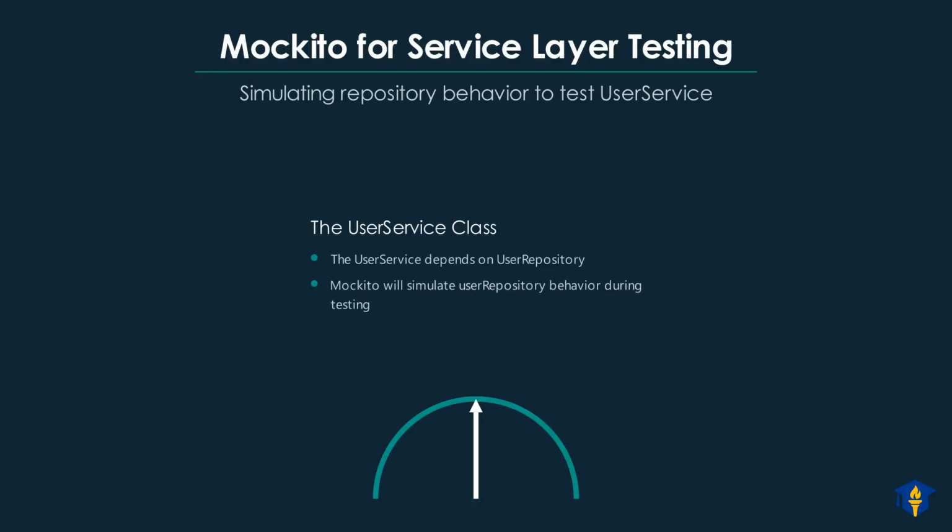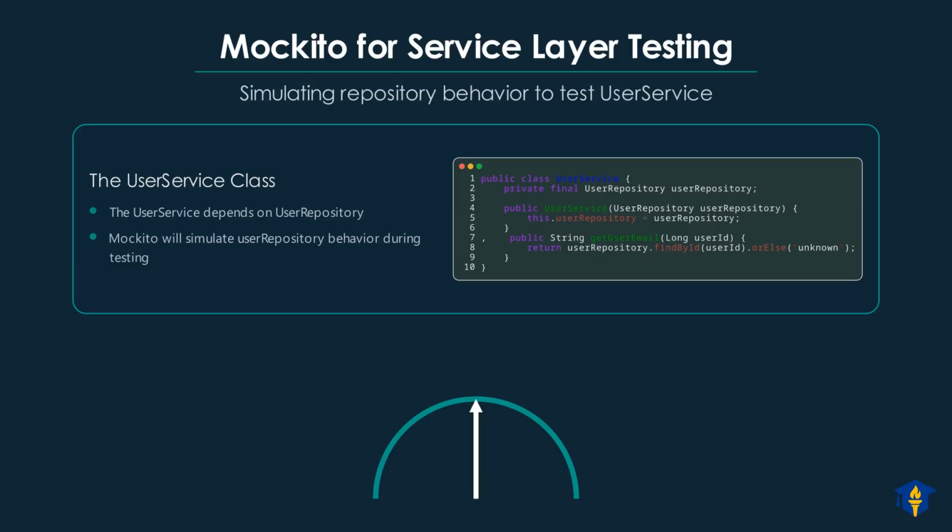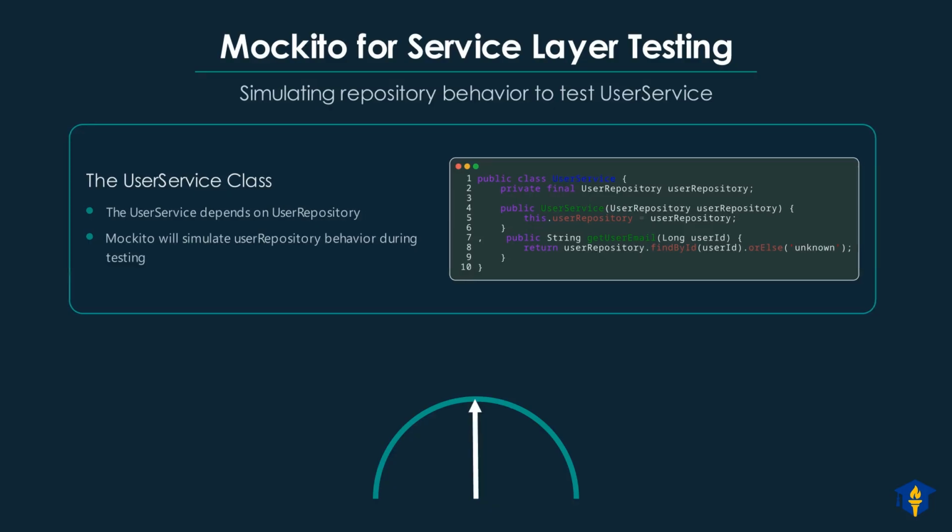Here, we have our user service class, which relies on a user repository for data access. The user service depends on the user repository, and Mockito will simulate its behavior during our tests. This Java code defines the user service class, which depends on a user repository to fetch user emails.